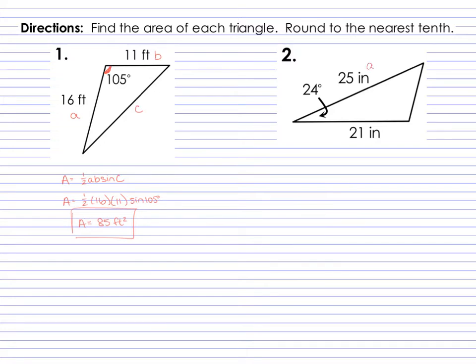So same idea. I like to label my sides first, label my angles. I just find it easier to keep it all organized. So again, area equals 1/2 AB sine of C. So area equals 1/2. A is, in this case, 25. B is 21. Sine of 24 degrees. Put that in your calculator, push enter, and we're going to get 106.77 inches squared. And that is using trigonometry to find the area of a triangle.